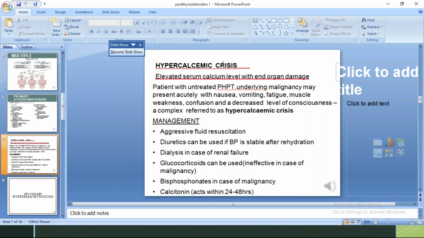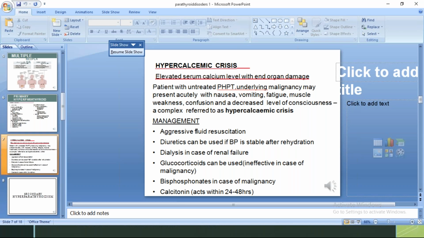So coming to hypercalcemic crisis, when the calcium level is greater than 3.5 millimoles per liter, it could cause hypercalcemic crisis. So it is elevated serum calcium level with end organ damage. It is most commonly seen in patients with untreated primary hyperparathyroidism and underlying malignancy which are overproducing parathyroid hormone related peptide, PTHrP, which is a paraneoplastic syndrome in case of lung carcinoma, skin carcinoma, and squamous cell carcinoma of the head and neck and esophagus.